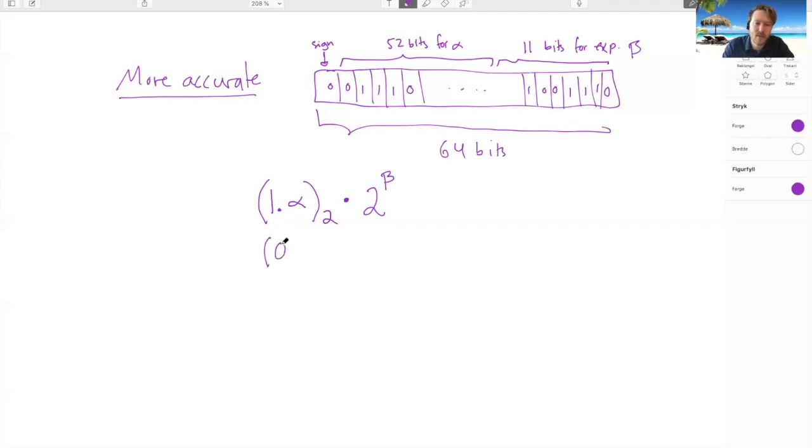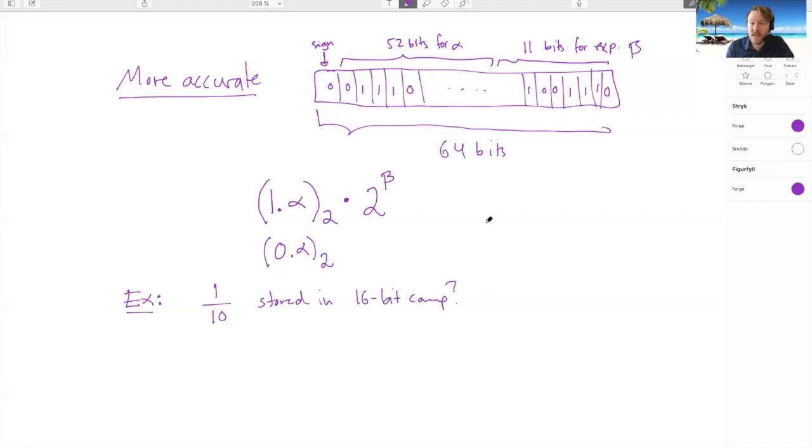So then this is to be interpreted as 0.alpha2, like this. This allows us to get a better accuracy. So it gives us, for free, some smaller numbers. So this all is perhaps a bit abstract. So let's do an example where we look at how 1/10 is stored in a 16-bit computer.